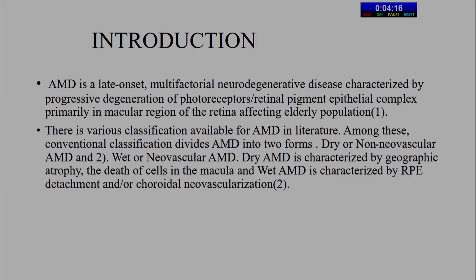Dry or non-neovascular age-related macular degeneration, and wet or neovascular age-related macular degeneration. Dry age-related macular degeneration is characterized by geographic atrophy, the death of the cells in the macula, and wet age-related macular degeneration is characterized by retinal pigment epithelium detachment and choroidal neovascularization.